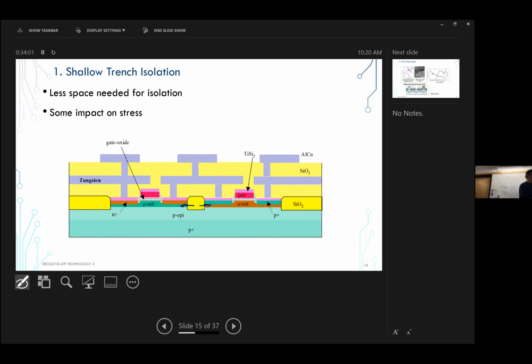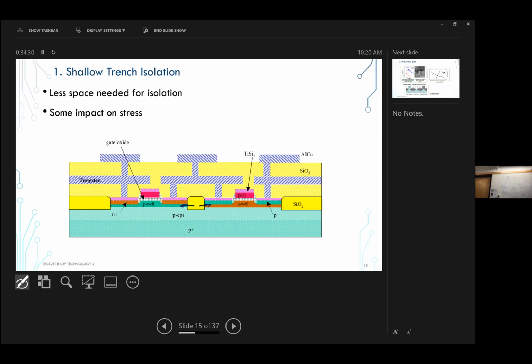And so what's the problem? Well, we can use that to engineer mobility. This is one of the mechanisms by which strain is introduced into transistors, into devices. So we can increase mobility by engineering that. But that's variable. It varies on the conditions of the deposition.